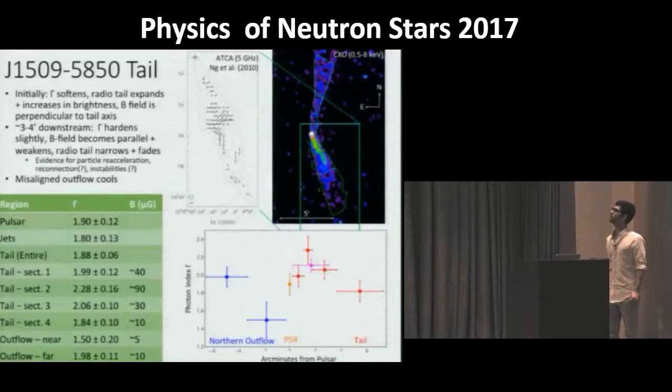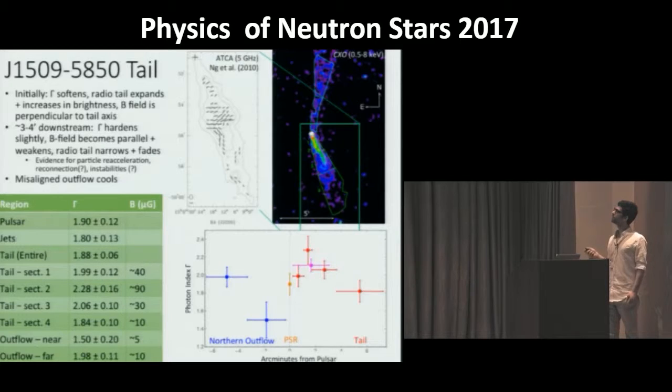The J1509 tail, some interesting things happen here. Initially, gamma softens in X-rays moving down the tail. The radio tail expands, as well as the X-ray one, and it increases in brightness. And this is radiopolarimetry showing the magnetic field orientation along the tail. And it's initially perpendicular to the tail axis.